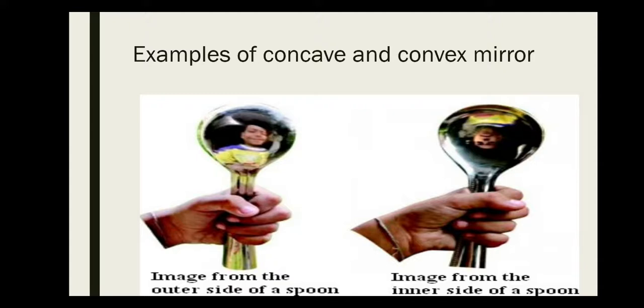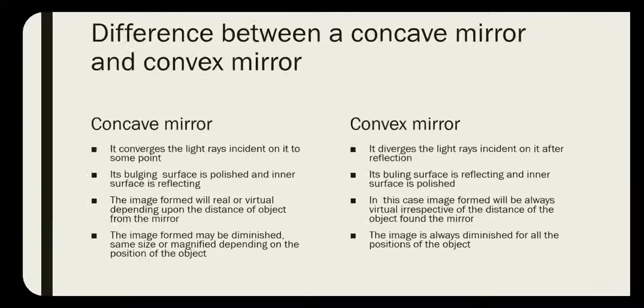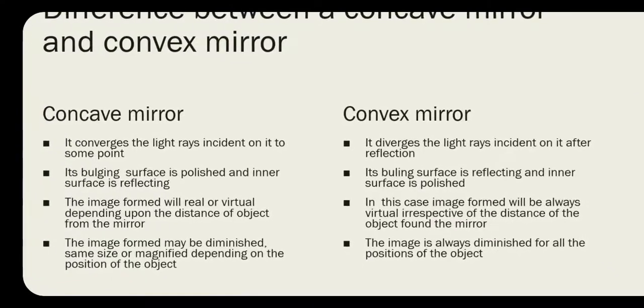Suppose a cycle bell. The inner side is concave. The outer side is convex. So these are some examples of concave and convex mirrors. See the difference between the concave and convex mirror. What is the difference between the concave and convex mirror?